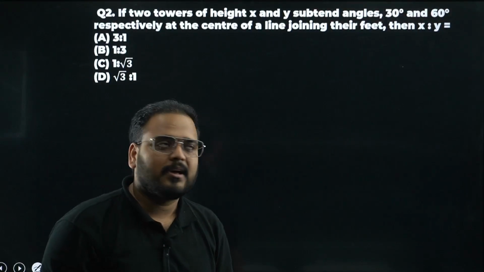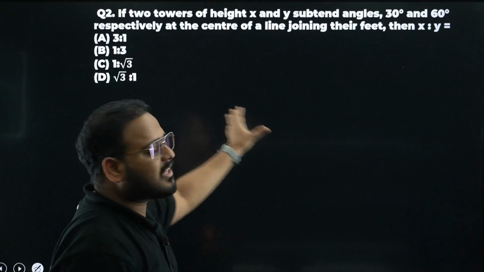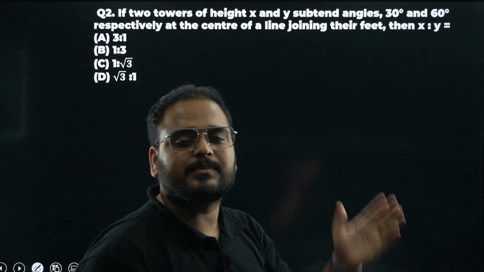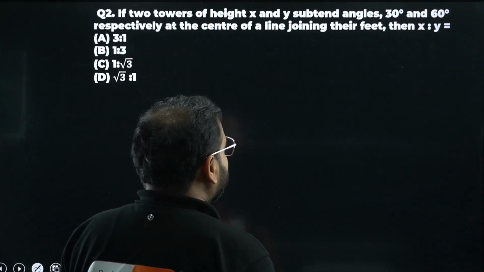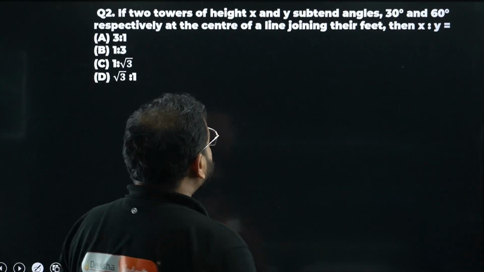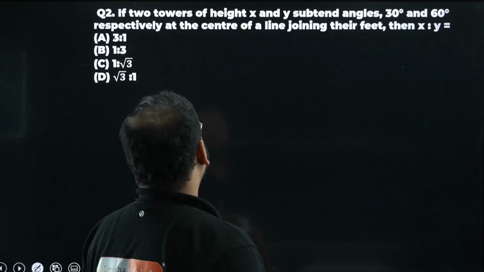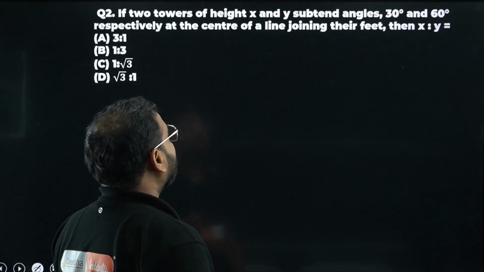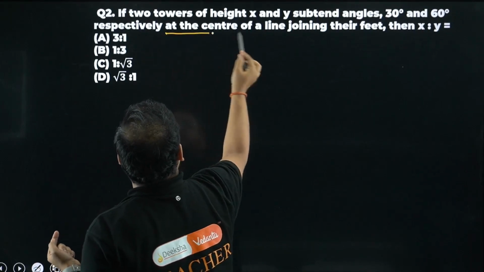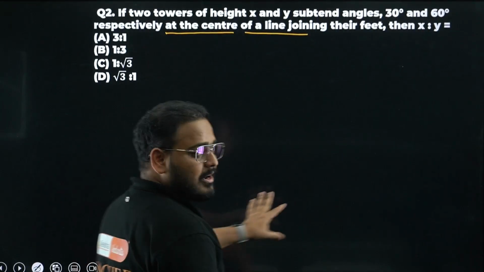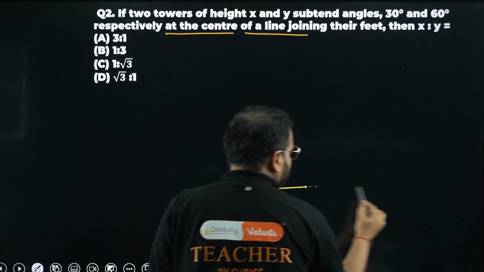The first one is very simple. Just break down the given statement into simpler steps, one by one. Two towers of height X and Y, this time the tower's heights are unknown, subtend angles of 30 degrees and 60 degrees respectively at the center of a line joining their feet. This might be confusing. Let's look at their feet only. So somewhere there's a horizontal line like this.